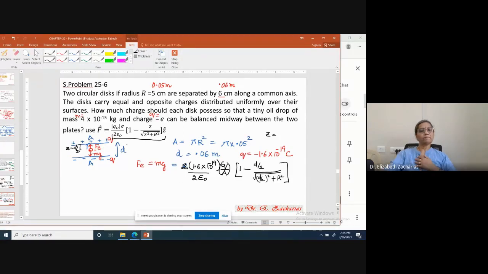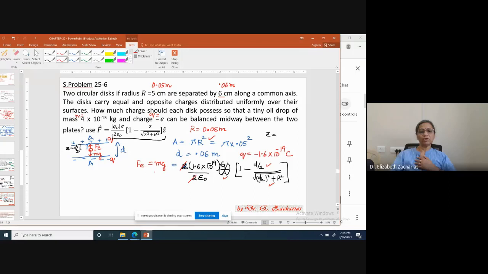I know my A because I know my R. So I know my A. Then I know my charge, 1.6 into 10 to the power minus 19. This 2 and 2 will cancel out. I know my sigma naught. I know my D also, because D is 0.06 meter. I know my capital R, because capital R is equal to 0.05 meter. So what is it I don't know? Q. I only don't know Q.